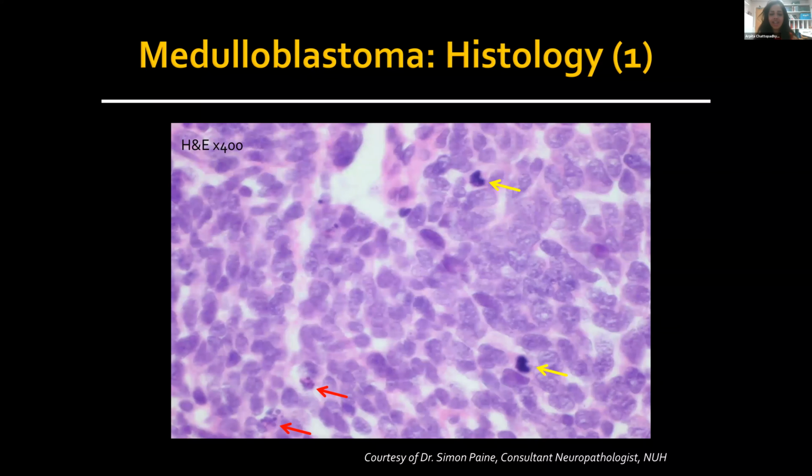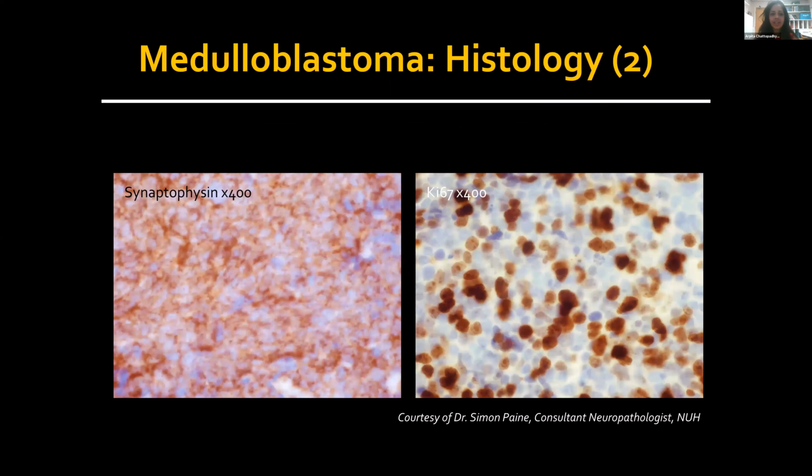On histology, we've got dense sheets of atypical looking cells. The yellow arrows point to frequent mitotic figures and the red to apoptotic bodies. When stained with synaptophysin, there's an overwhelming neuronal phenotype, and the Ki67 proliferation index is high. So it's a highly proliferating tumour, and that's indicated by these brown nuclei, which are all the proliferating cells.